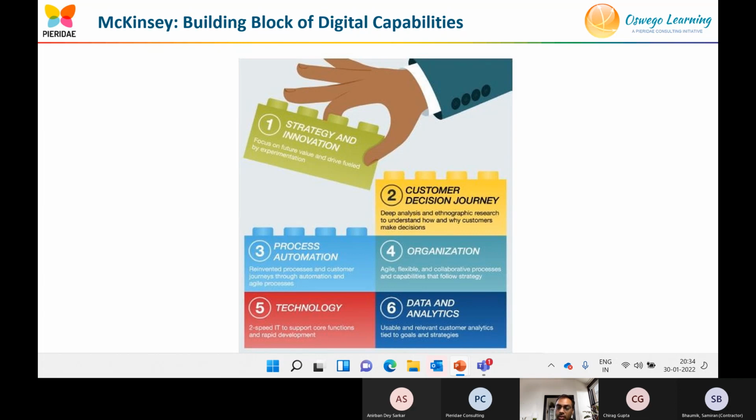We'll see our own building block in the next session. Means SMAC IT, whatever we talked about, how different organizations are using SMAC IT, social, mobile, analytics, cloud, IoT, and achieving digital transformation. We'll discuss the BlackBerry versus Apple case and all in the next session.